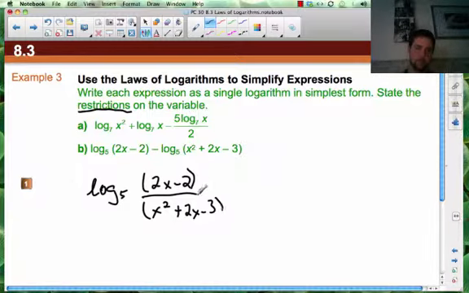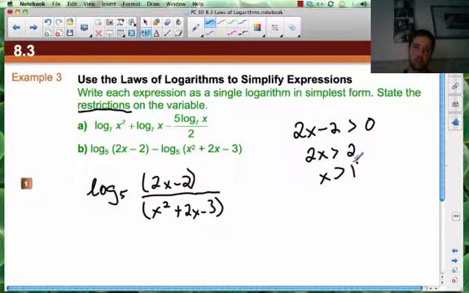Now, let's find some restrictions on the variable first. Whatever we're taking the log of can't be 0 or less than 0. So 2x minus 2 must be greater than 0, meaning 2x must be greater than 2, and x must be greater than 1. That is one of our restrictions.